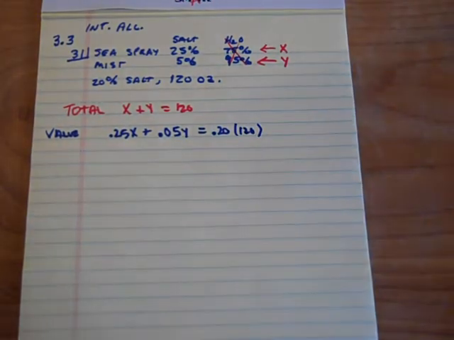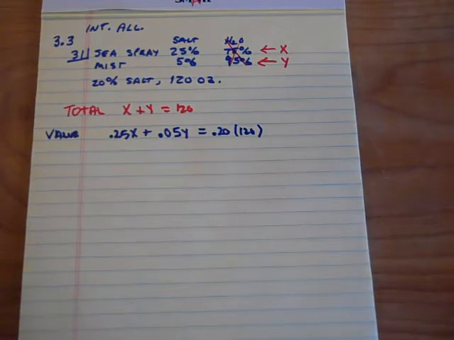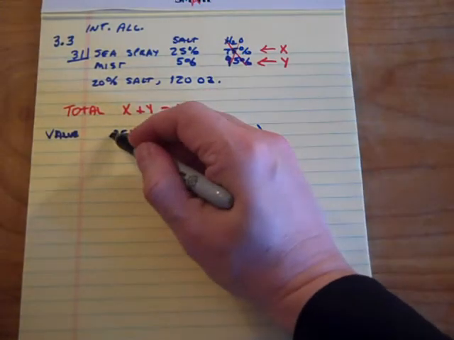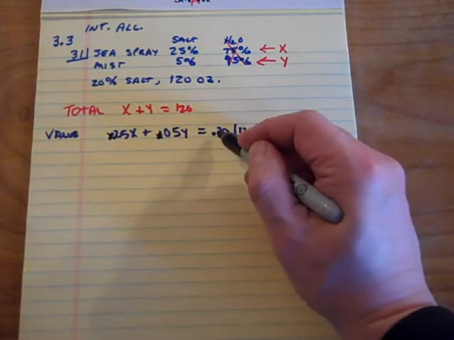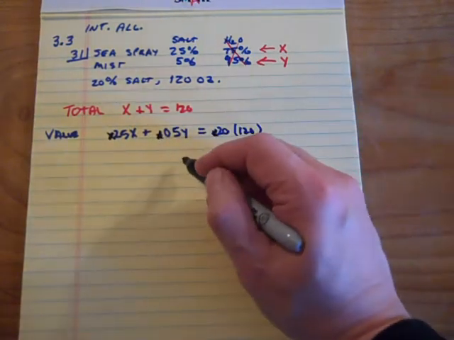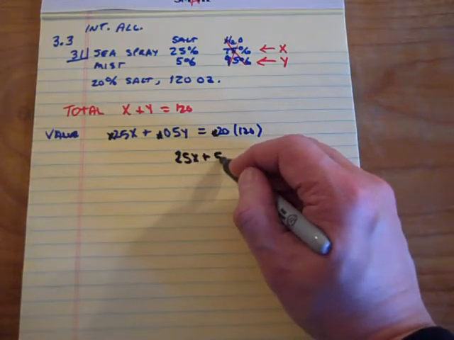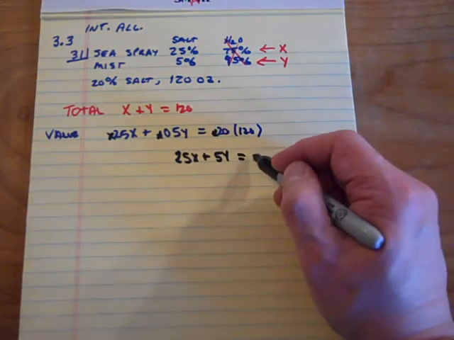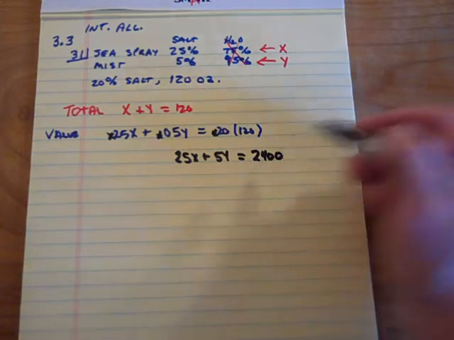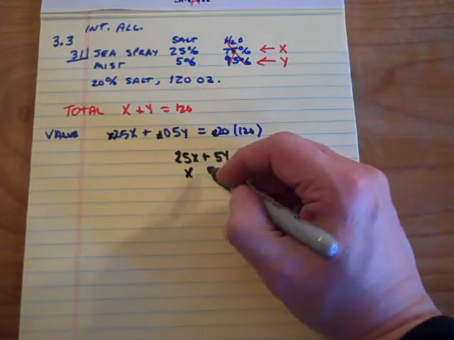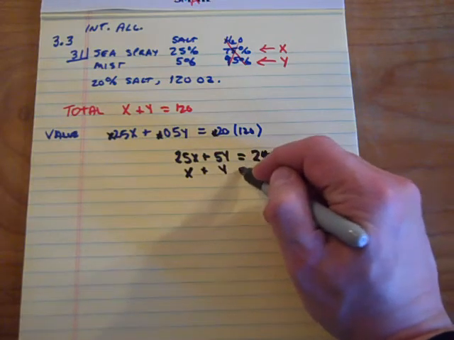And now you have two equations, two unknowns, and I have one big recommendation. Multiply the value equation by 100 right away. Drop these stinky decimal points. And it does make the numbers a little bigger, but it makes them whole. 25x plus 5y equals, use your calculator, 20 times 120 is 2400. Then you had x plus y equals 120.